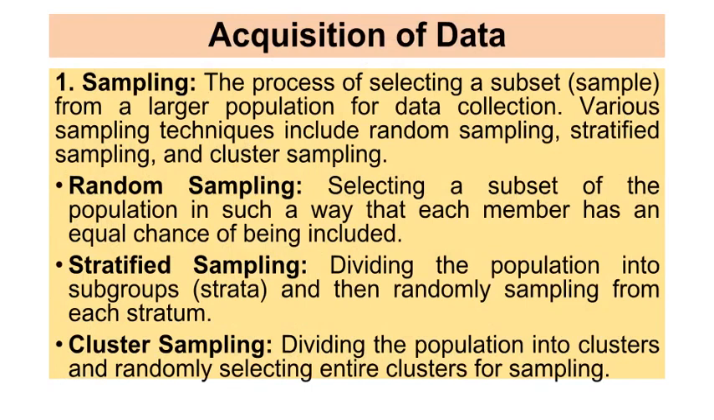1. Sampling. The process of selecting a subset, sample, from a larger population for data collection. Various sampling techniques include random sampling, stratified sampling, and cluster sampling. Random sampling. Selecting a subset of the population in such a way that each member has an equal chance of being included. Stratified sampling. Dividing the population into subgroups, strata, and then randomly sampling from each stratum.